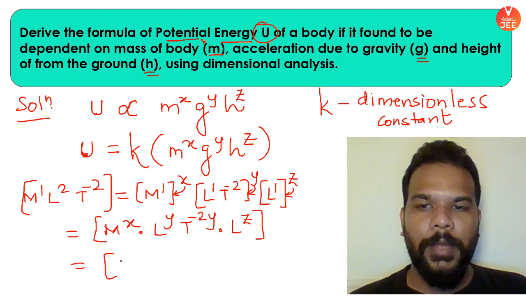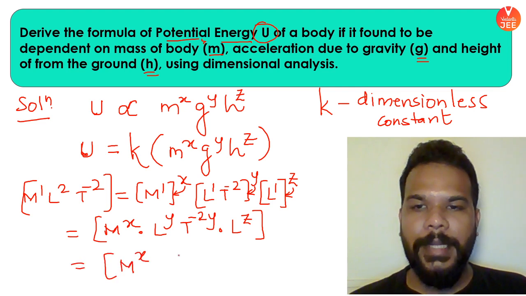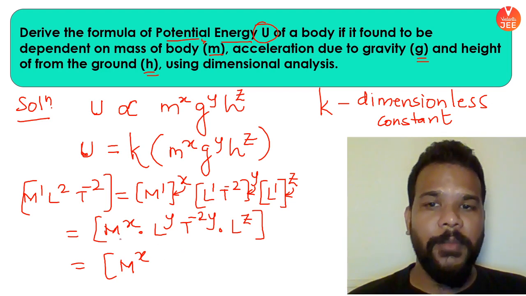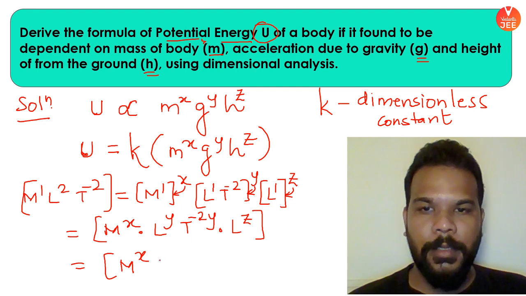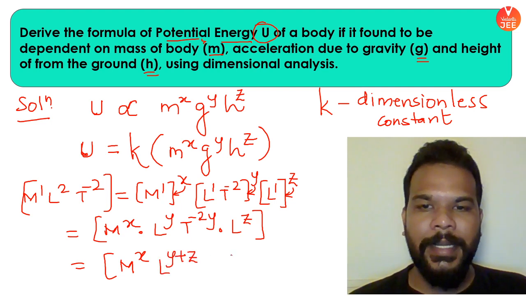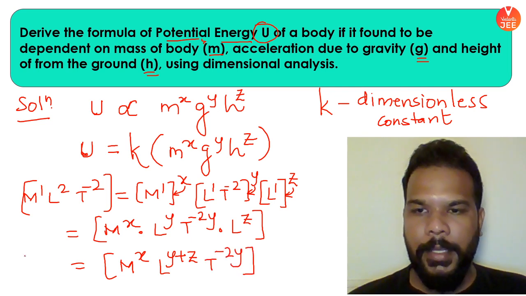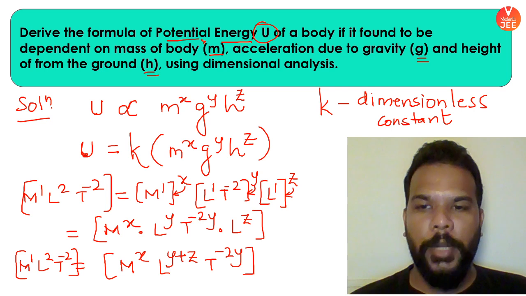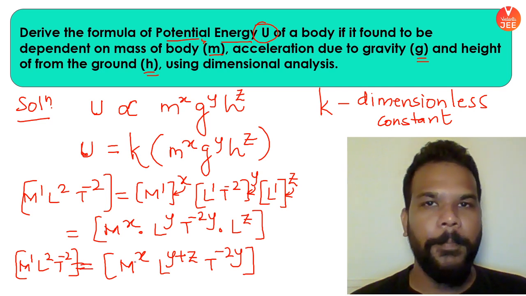So what I'm going to do now, I'm going to write the expression in terms of M, L, and T. There's only one M here, so that is power X. L to the power Y and Z is visible, so Y plus Z, and finally T to the power minus 2Y, and that is equal to M1 L2 T minus 2, which is basically the dimensions of potential energy, as you are all aware. Right, guys?